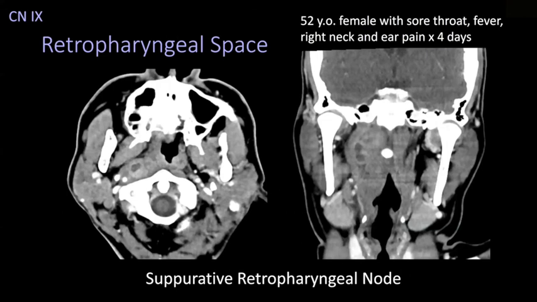Pathology of the parapharyngeal and retropharyngeal spaces can also result in otalgia, and here we have a 52-year-old female with sore throat, fever, and right neck and ear pain for 4 days, and we can see a peripherally enhancing fluid collection located laterally in the right retropharyngeal space, just medial to the right internal carotid artery, not crossing the midline. And so this is consistent with a suppurative retropharyngeal node.